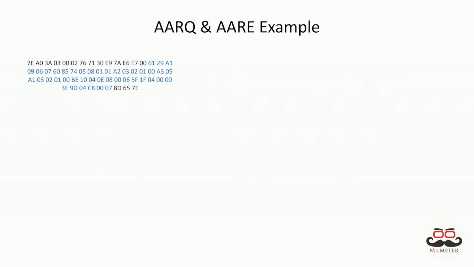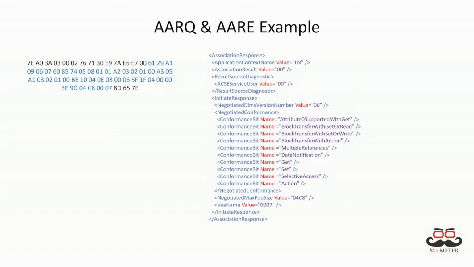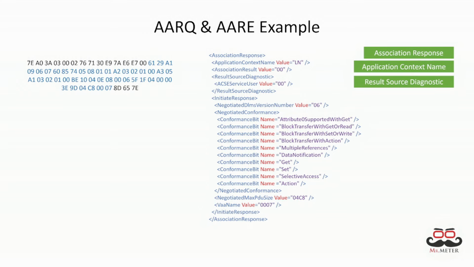Okay, let's talk about the PDU side of the packet. After we translate it using Gurux, we have the association response, the application context name, the result source diagnostics, and the negotiated conformance bits.